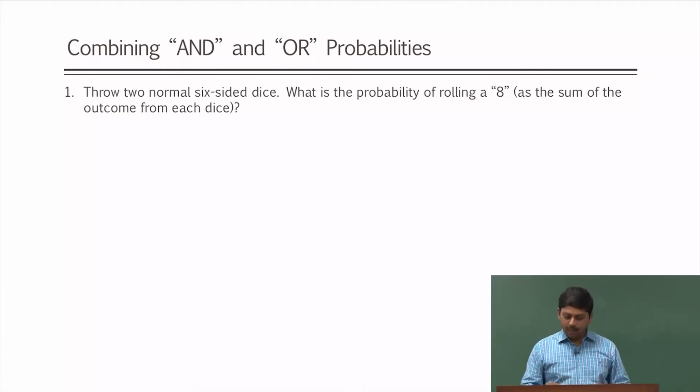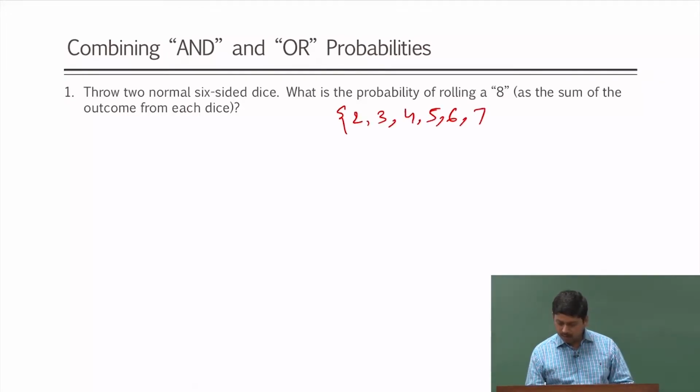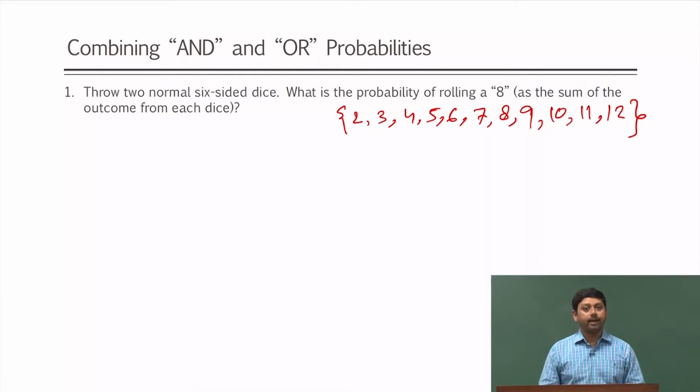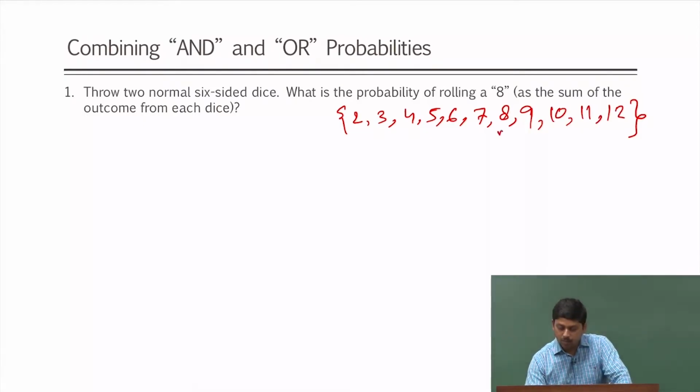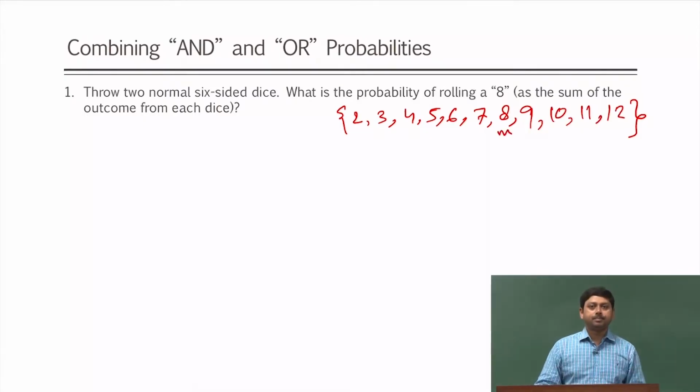Now, in that I am asking, what are the outcomes that are possible for a 2 dice throw? 2, 3, 4, 5, 6, 7, 8, 9, 10, 11, 12, any of these possibilities are there, and I am asking what is the probability of getting 8. Now, here you see you cannot simply do 8 by 11, you cannot do that.